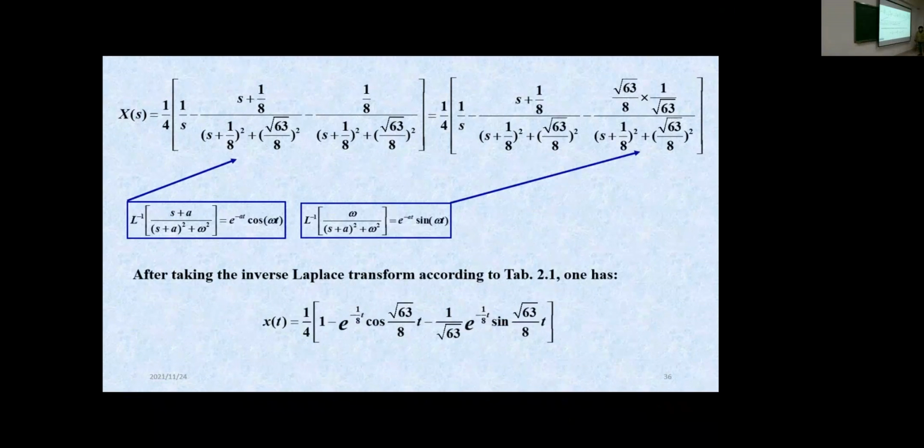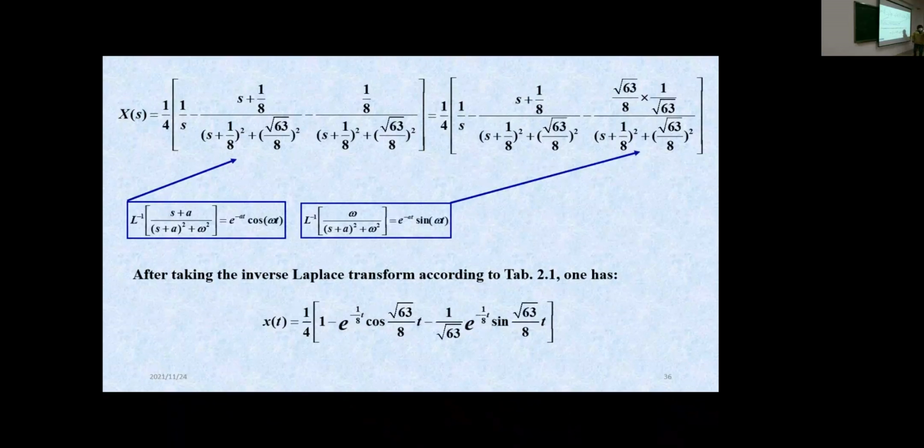So after we change the equation like this, then this is just 1. And this is e to the minus 1/8 times cosine omega t. Omega is what? The square root of 63 divided by 8, right? And then this is just the final solution for the differential equation.